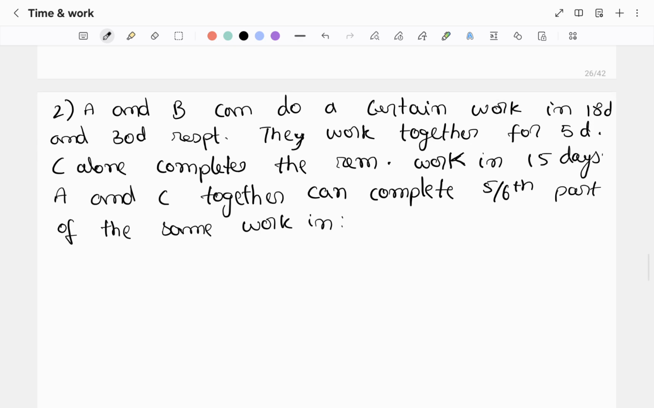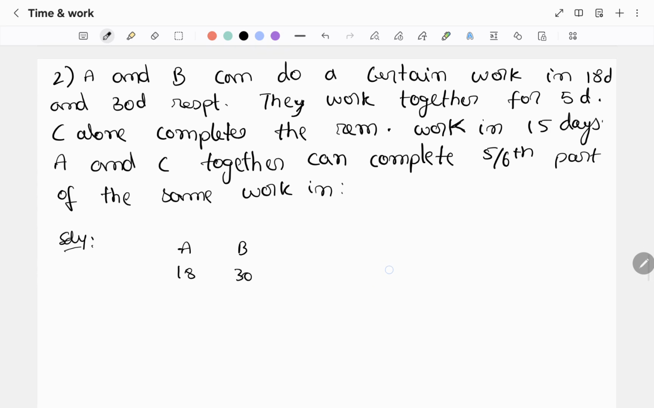Then A and B: A 18, B 30 days. They work together for 5 days. C alone completes the remaining work. Okay, first of all, total work is LCM of 18 and 30, which is 90. So 5 and 3. Together they worked for how many days? 5 days. So 5 into 8, 40 parts of the work is done.